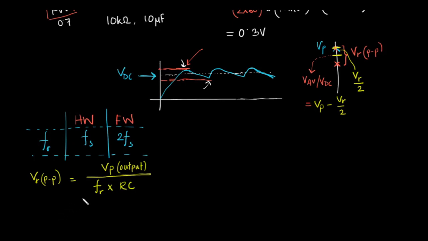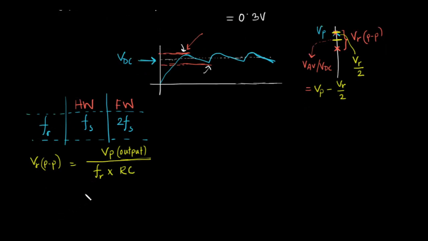And we found another thing: if we want to find the average value or the DC value after adding a capacitor, that value is V peak minus Vr by 2. So in the exam you will just have to plug in the values of these parameters in this formula and you will get what you want. Okay, so that was our lecture.